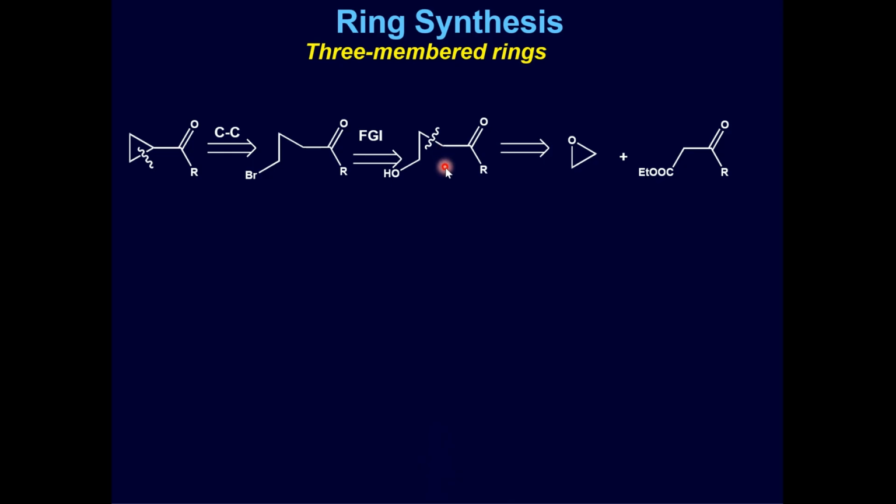I do functional group interconversion. I brominate this and I treat with a base. I'll get the carbocyclic ring system.